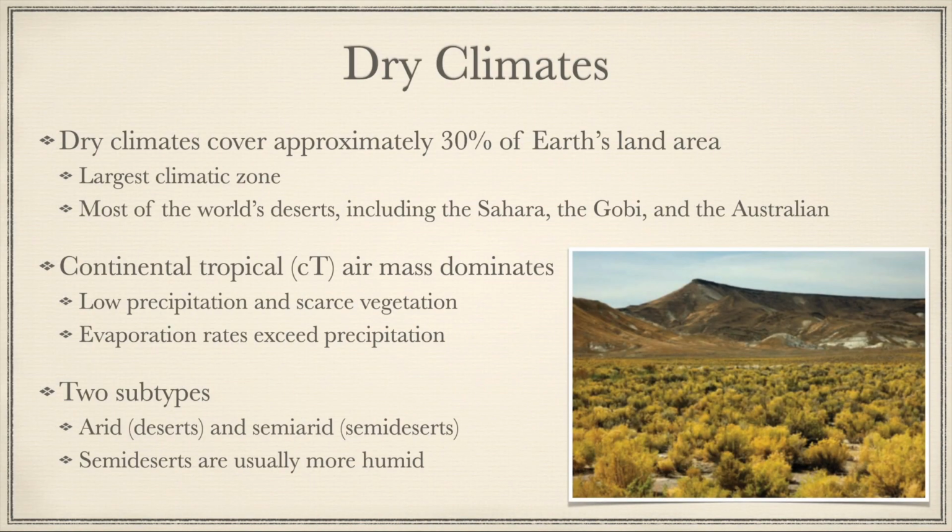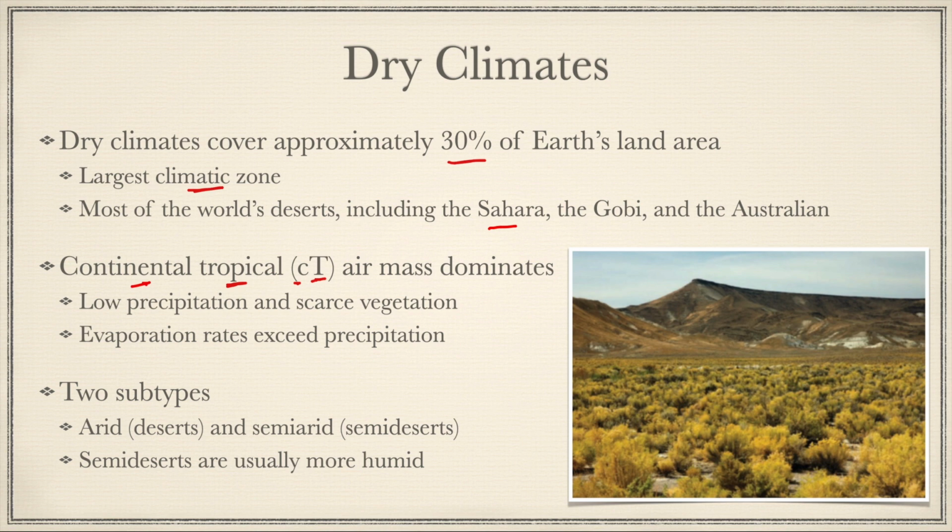Now, dry climates. Dry climates cover approximately 30% of Earth's land area. This is the largest climatic zone. Most of the world's deserts, including the Sahara, the Gobi, and the Australian desert, are all dry climates. Continental tropical air masses dominate, so these are hot and dry. Tropical means hot, continental means they're dry.